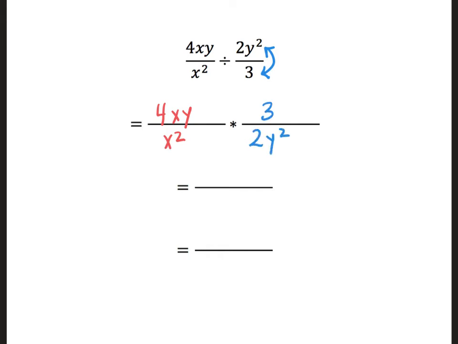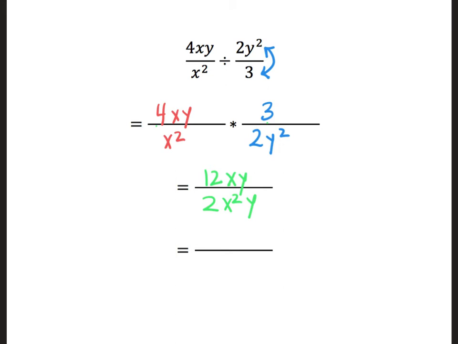Again, from there, we're going to multiply straight across. So for the top, we're going to do 4 times 3, which gives me 12. The xy will just stay because it's really being multiplied by 1. And then on the bottom, we have x squared. I can't really combine any of those, so we're just going to write it as 2x squared y. Then you're going to simplify.